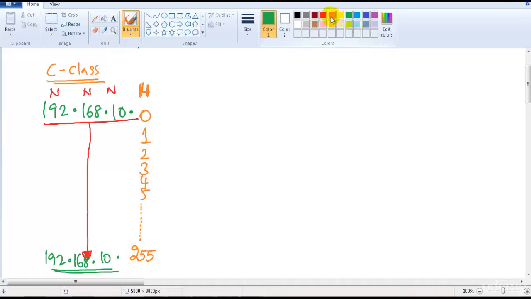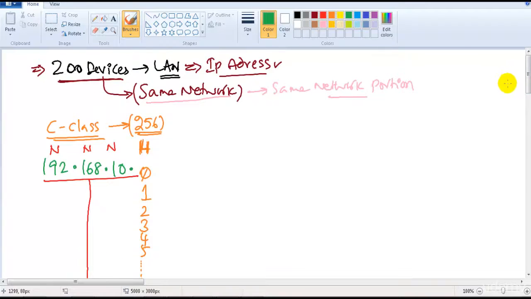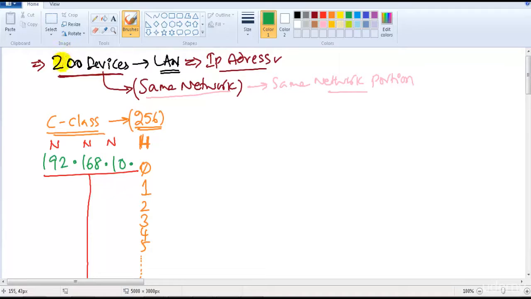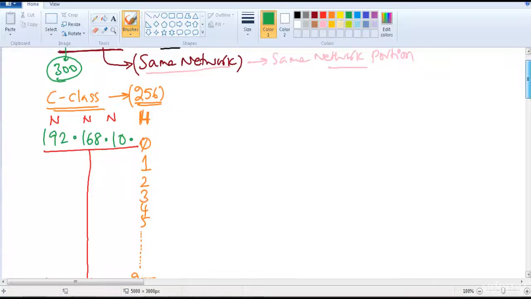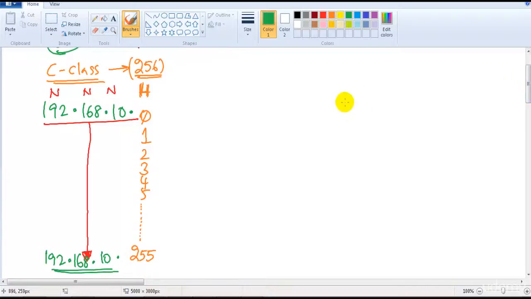So according to this rule, in a C class address we can have a maximum of 256 devices connected in the LAN, because if you count all the addresses from 0 to 255, we have only 256 addresses. What if my requirement is beyond 256, or in the future I have 200 devices, and maybe this 200 might become 300? My manager says that maybe in the future we might add some 100 more computers.